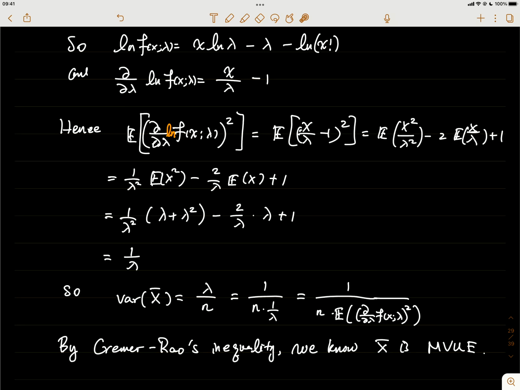Now from the previous derivation, we already know that 1 over lambda is equal to the Fisher information, which is this. So I replaced the 1 over lambda with the Fisher information, so it's 1 over n times the Fisher information. But we know that from the Cramér-Rao inequality, this is the lowest variance that an unbiased estimator can ever get. Now we have an unbiased estimator x bar for lambda, and the variance indeed achieves this lower bound. So that means x bar is a minimum variance unbiased estimator.